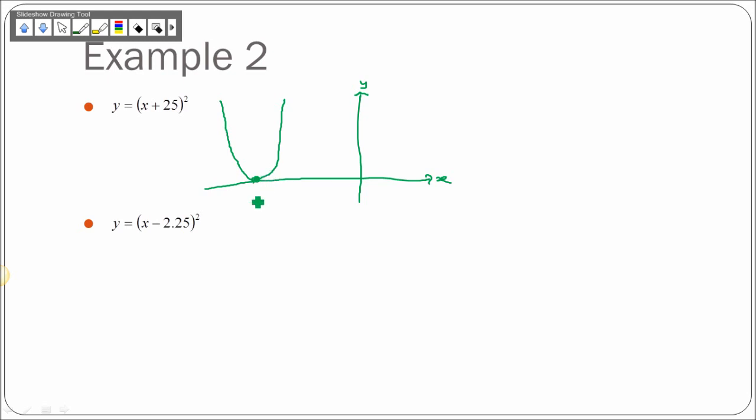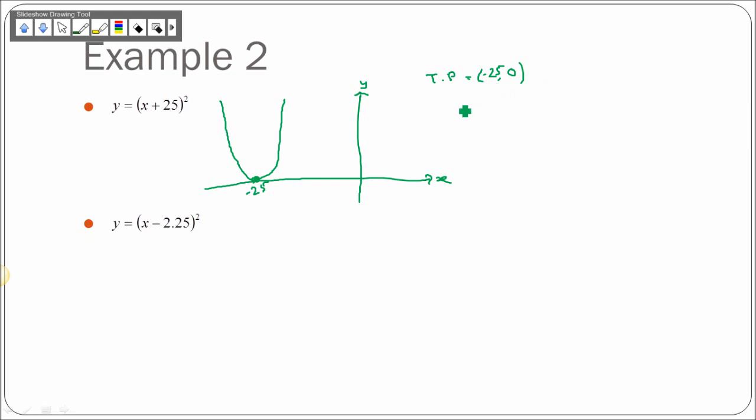So the number is minus 25. So our turning point is actually 0. Oh, it's not. I got confused again. It's not on the y-axis. It's minus 25 on the x-axis and 0 on the y-axis. It's very easy to get these around the wrong way if you're not paying attention.